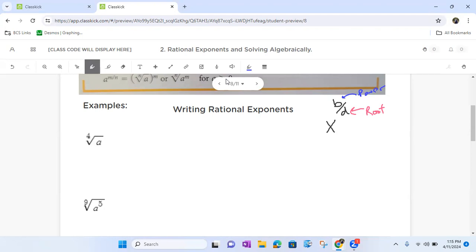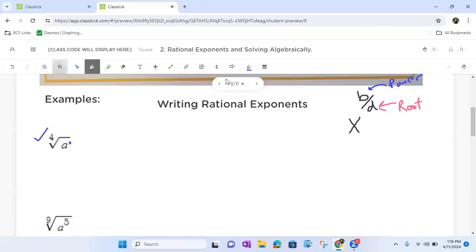So let's look at examples. I'm going to look at this one right here, where it says the fourth root of a. We'll break it down. I know a has an exponent right now. It does have a power. That power is 1, so I'm just simply going to write a to the first. And then I know that a root has a fraction that is 1 over whatever that root is, so 1 over 4. That would be one way we could write that.